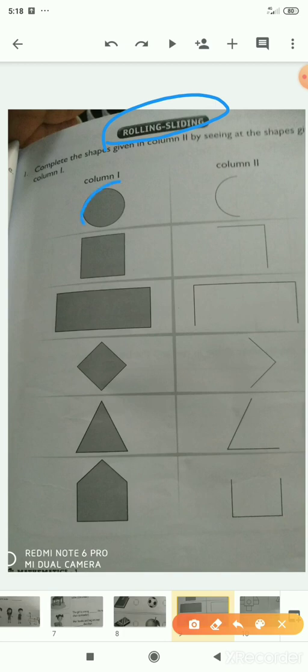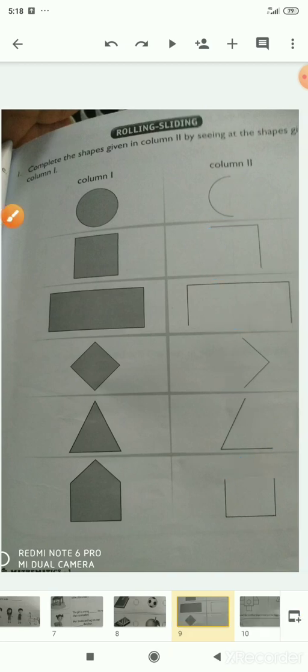Here we have a full circle, but here we have a half. So what do we have to do? We have to complete the shape. Again, complete the shape. Children, please be careful when you are completing this with pencil. It is good enough to draw it well. Again, then we have a square, so we have to complete the shape. Then we have a rectangle, we have to complete the shape. So in this way you have to complete the shapes.